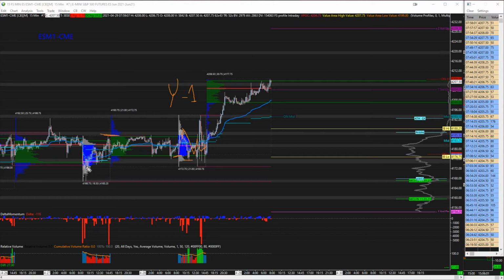Value area low of the prior day is at 73, 70 to 75. And after we explored the value area low of the prior day, we bounced to the high of the prior day.